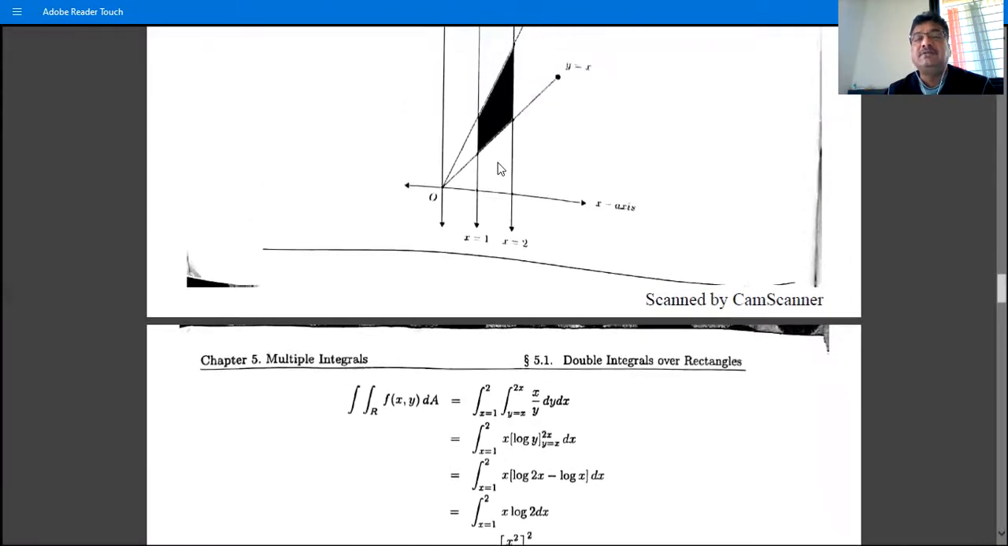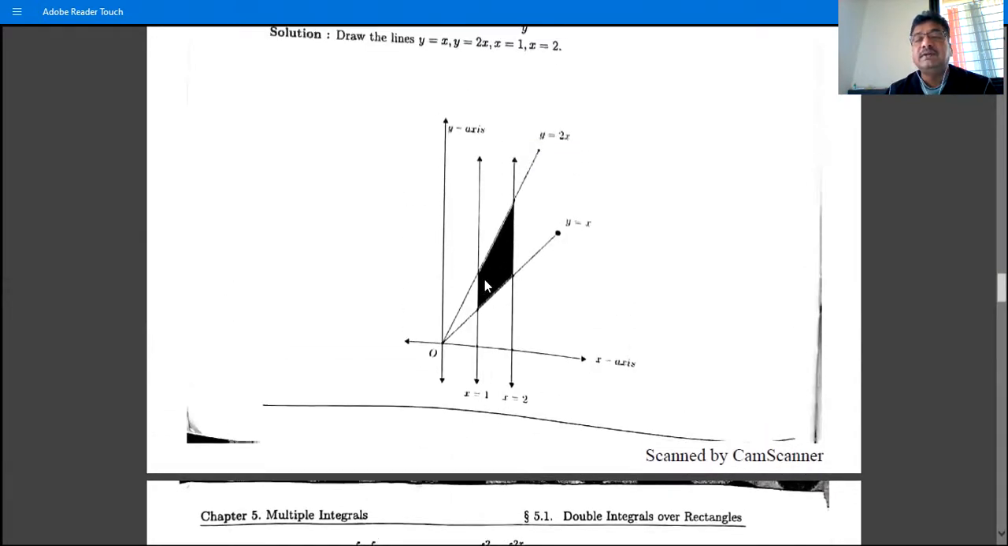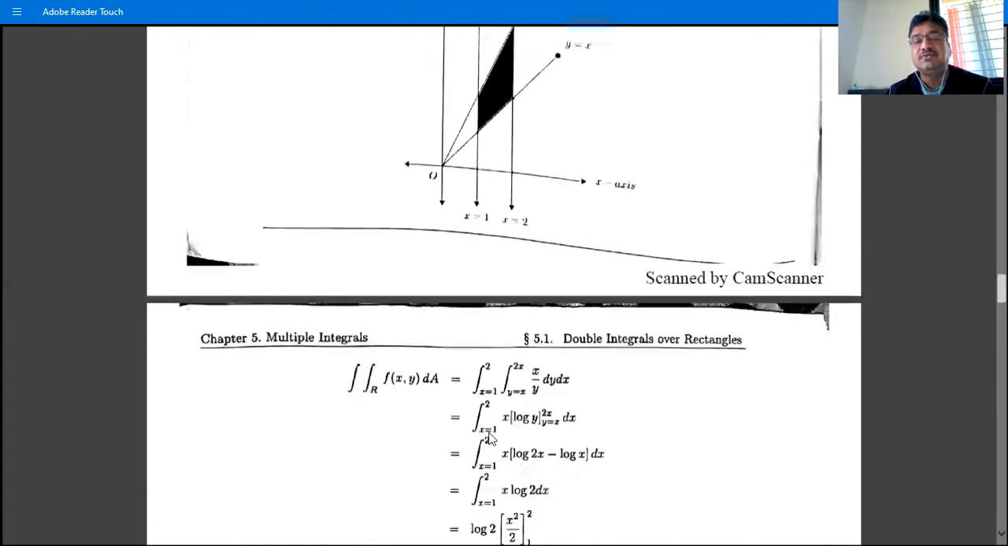So take a strip parallel to the y-axis like this. That is a vertical strip, from this to this, right? One end touches the line y is equal to x, so y is equal to x is the lower limit, and the upper end touches y is equal to 2x, so 2x is the upper limit. The limits of y are y is equal to x to y is equal to 2x. And in order to cover this region, we have to move this vertical strip from this point to this point. Therefore x runs from 1 to 2.